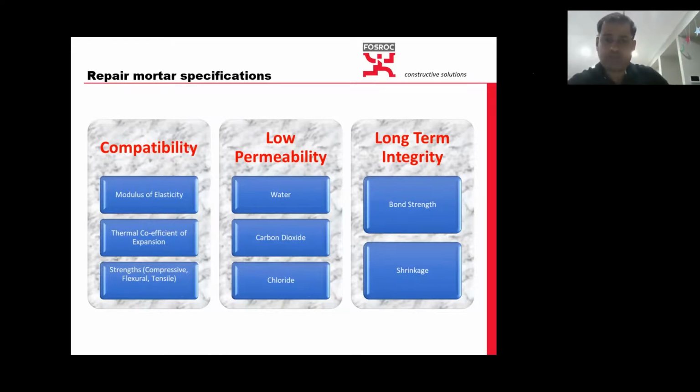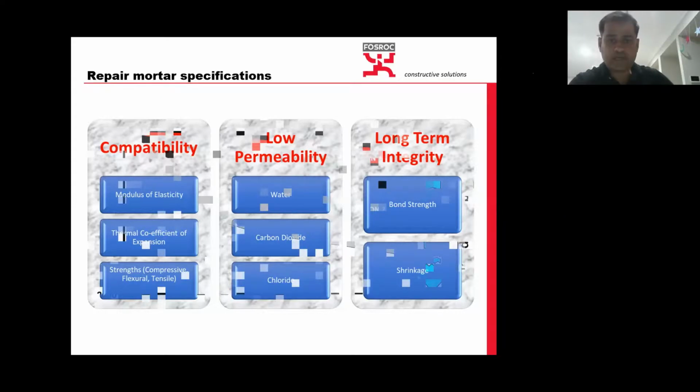These 3 properties are very important for repair mortar specifications. Sometimes we just see a compressive strength, 70 MPa repair mortar, let's go ahead and do it. And you're gonna have cracks because you haven't assessed the shrinkage property, the bond strength, and so on. So these things are very important to understand while selecting a repair mortar.